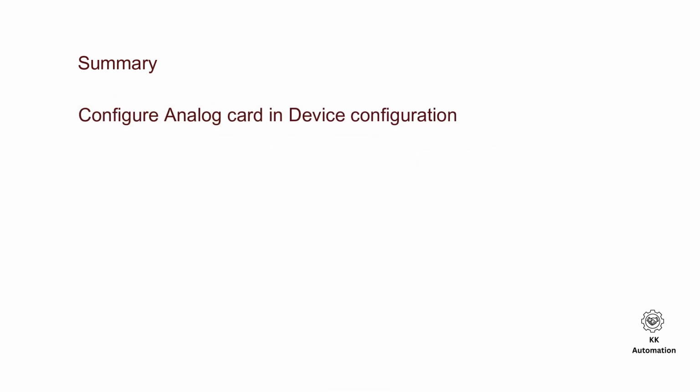Recap. Let us quickly summarize what we covered today. First, configure your analog input module in device configuration. Set the correct measurement type and range for your sensor. In our case, that is 4 to 20 milliamps.